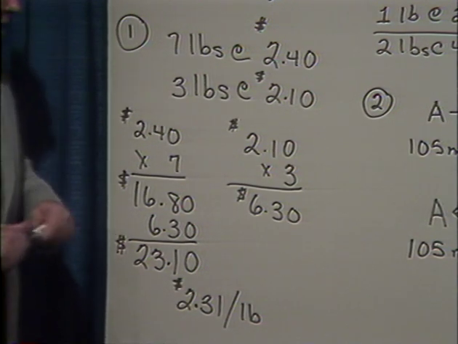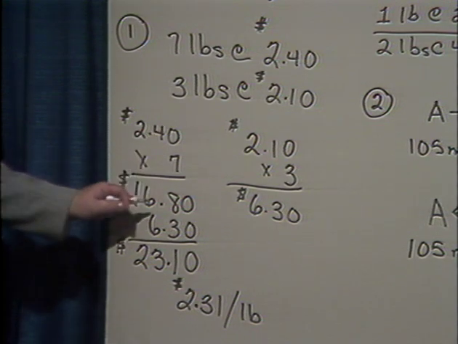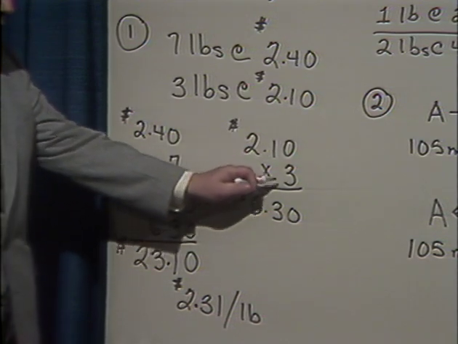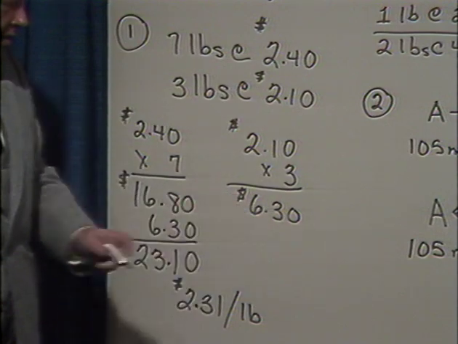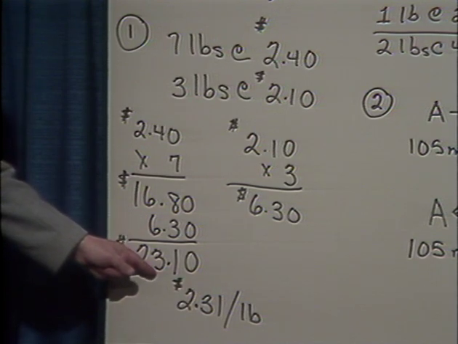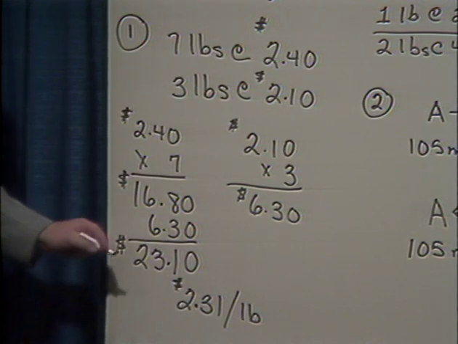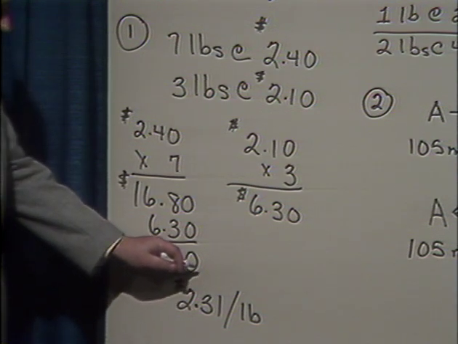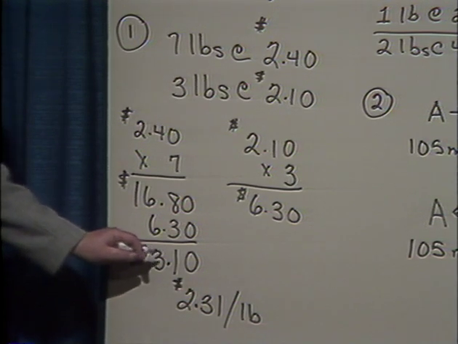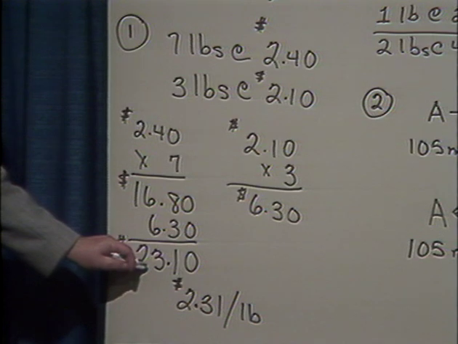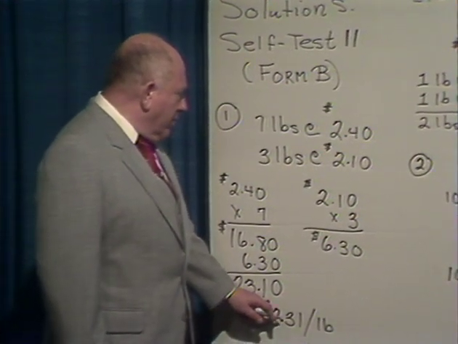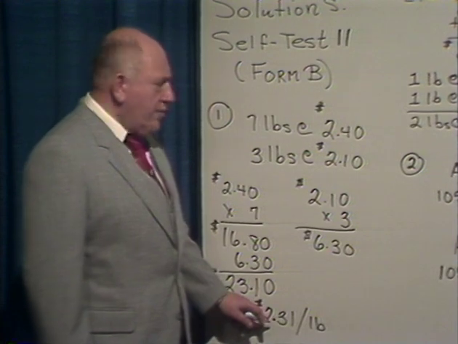The idea is this. At $2.40 a pound, 7 pounds are going to cost us $16.80. At $2.10 a pound, 3 pounds are going to cost us $6.30. So altogether, we're paying $16.80 and $6.30. That's a total of $23.10. That was for 10 pounds, so per pound would be what? If it's $23.10 per 10 pounds, per means divided by, we divide by 10, that moves the decimal point one place to the left, and we have $2.31 per pound. That may look like a strange number to you, but I'm going to show you that it's really quite reasonable.